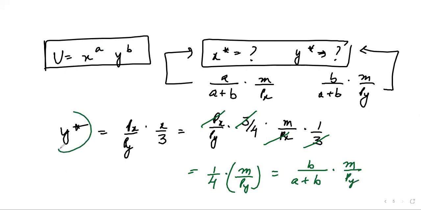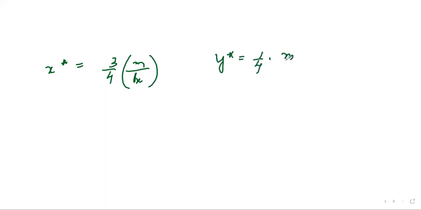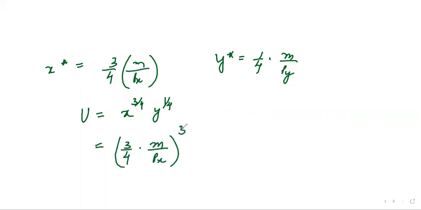Now, once you have solved for x star and y star, what is my x star now? X star is 3 by 4 m by px. What is my y star? Y star is 1 by 4 m by py. What was my utility function? X to the power 3 by 4, y to the power 1 by 4. Instead of x, I'm going to put 3 by 4 into m by px to the power 3 by 4. Instead of y, I'm going to put 1 by 4 into m by py to the power 1 by 4.